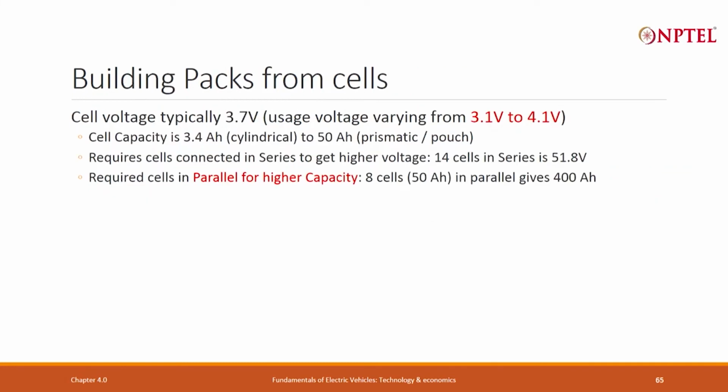Let us look at how you build packs from cells. Typical cell voltage is 3.7 volt, from 3.1 to 4.1. Cell capacity is 3.4 Ah for cylindrical, 50 Ah, maybe even 60 Ah for prismatic cells. So, you require a number of cells in series. For example, it is 3.7 volts, and if you want 48 volt, you need 14 cells in series. It will give you 51.8.